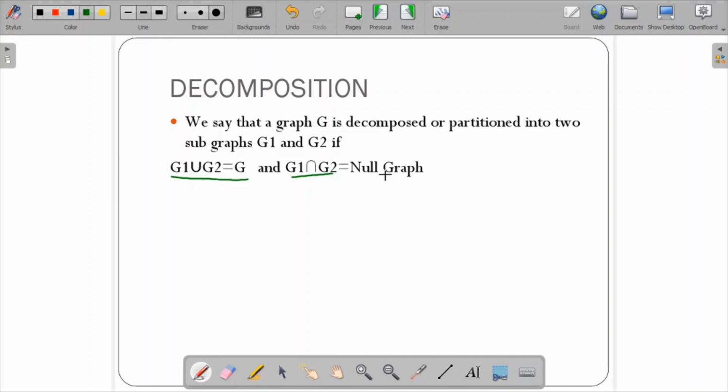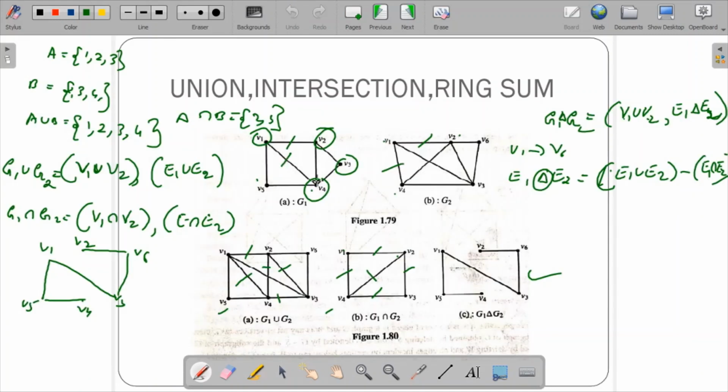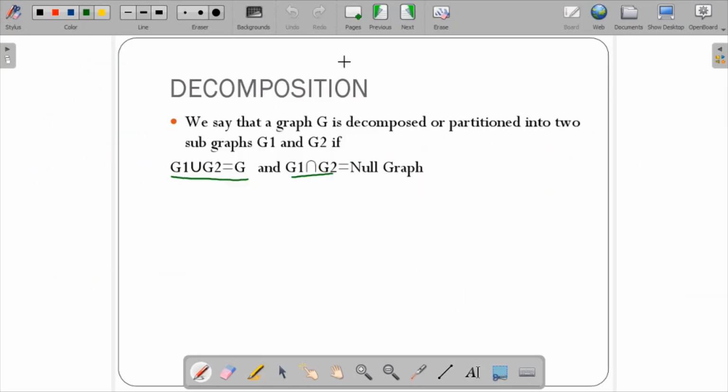For example, if you have seen this, G1 union G2 would give you the main graph, okay? It would give you the main graph, and when you do the intersection, we say that it is a decomposition in case you get the intersection equal to the null graph. So this is just the definition of the decomposition.